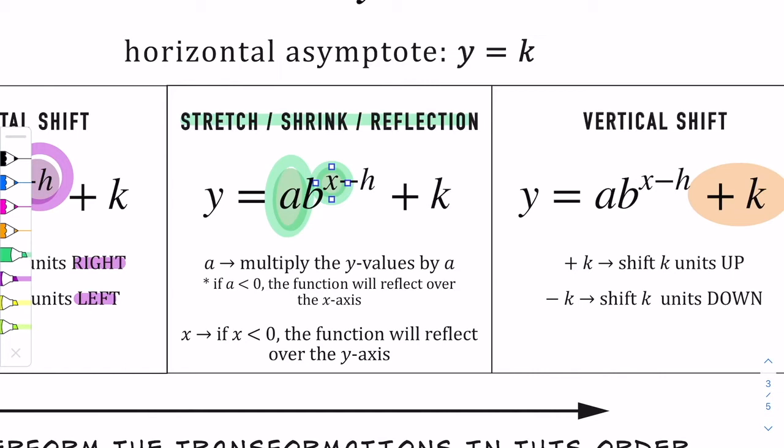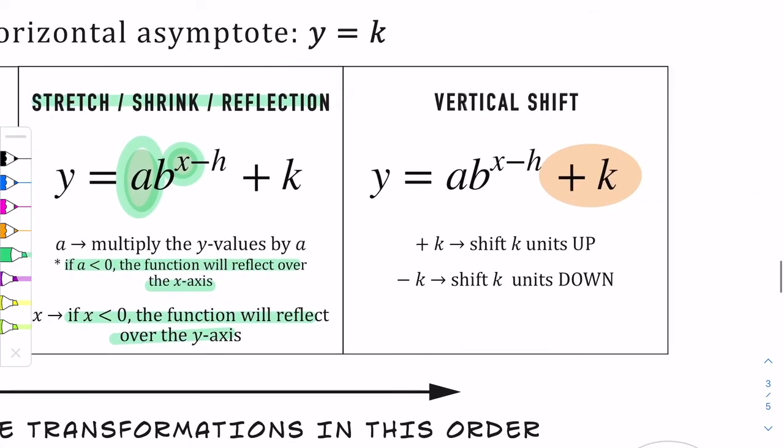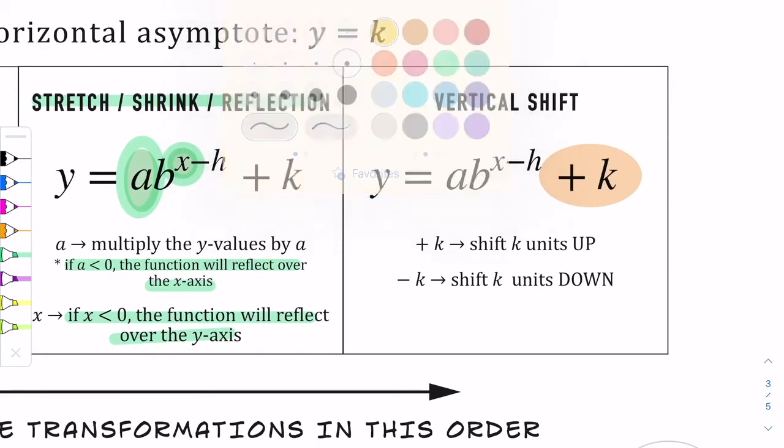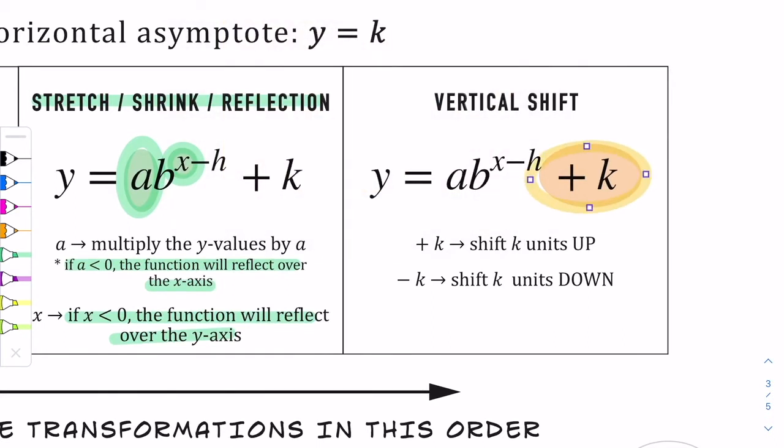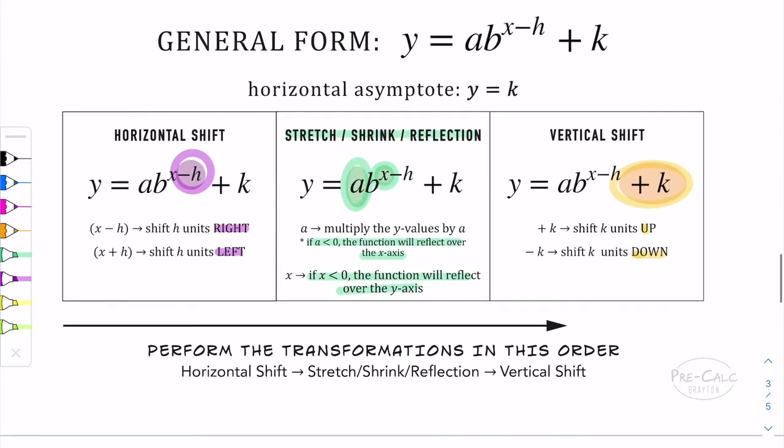You could also have a negative A value, which is a reflection as well. I should have mentioned that. So if you have a negative A value, it's reflecting over the x-axis. If you have a negative X value, it's reflecting over the y-axis. Those two notes are right here. Reflection over X, reflection over Y. So whatever variable is negative is telling you which way to reflect it. And lastly, you have your K shift. So the K shift, if you have plus K, you're shifting up. If you have minus K, you're shifting down. Make sure you follow the correct order. So horizontal, stretch, shrink, or reflection. Last, you're doing your vertical shift.